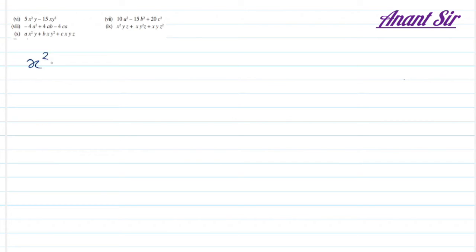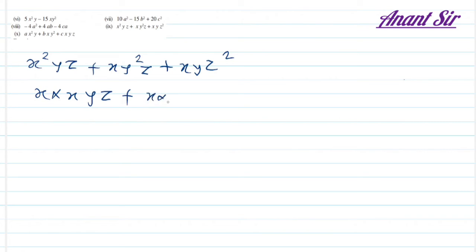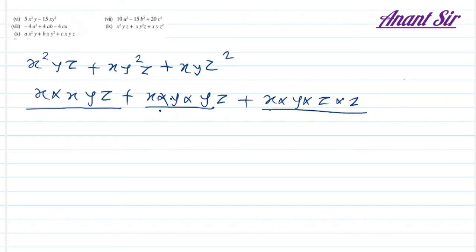So x square y z plus xy square z plus xy z square. There is no number, no digit in all the three terms. So I am going to write this as x into y into z, and the last term as x into y into z square is z into z. So this is the first term, second term, third term. What can I take common from all the three?